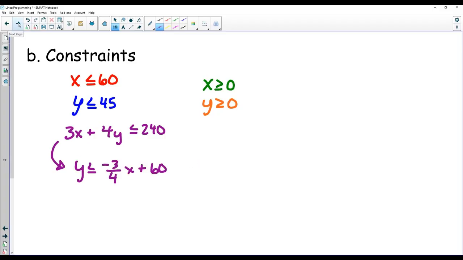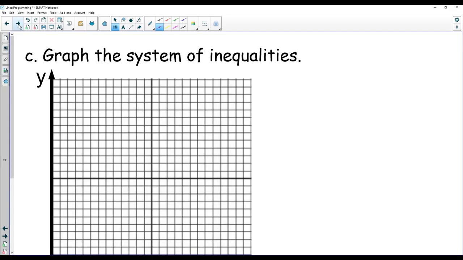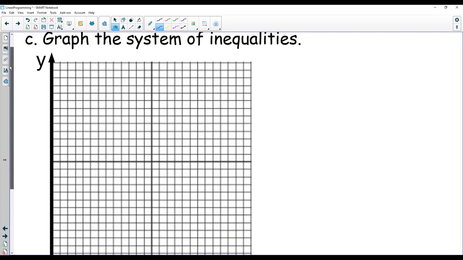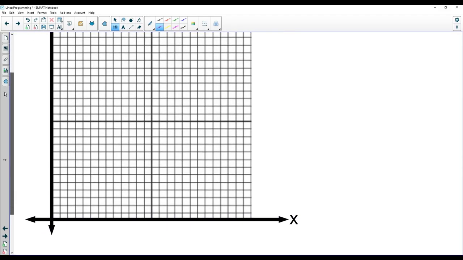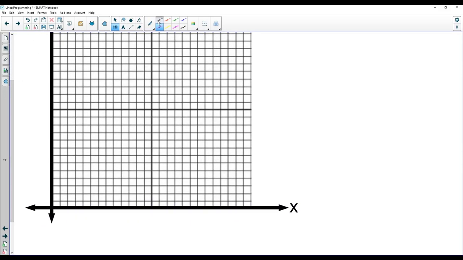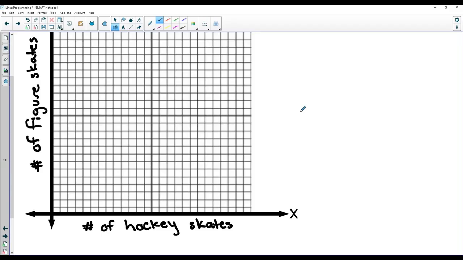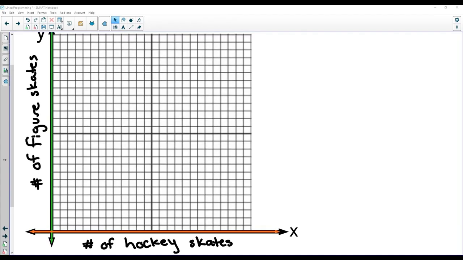So now our next goal is to graph this. So we want to label our graphs. I'm going to take a second and label my axes according to the variables that I defined in part A. All right, so using our variables that we defined in part A, we just labeled our axes. Now we want to start to graph our constraints. Two of our constraints are really straightforward. We had x is greater than 0 and y is greater than 0. So let's take a second and graph those.